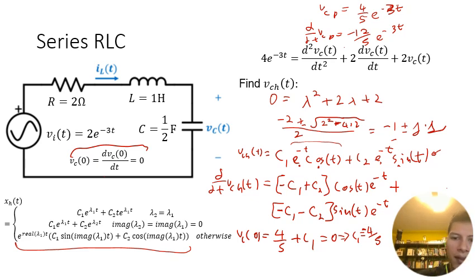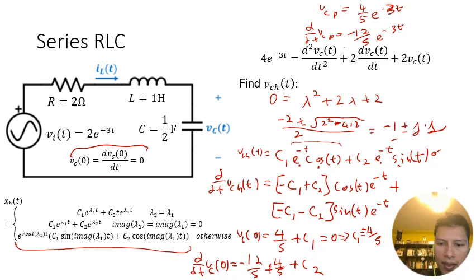And then for the second equation, we have that d/dt of VC at 0 is going to be equal to negative 12 over 5. And then all the cosine terms stay, the sine terms go away. So minus C1 plus C2. And then we know C1 is negative 4/5, so this becomes plus 4 over 5. That has to be equal to 0, which tells us that C2 is actually equal to 8 over 5. So 12 minus 8 minus 4 is 8.